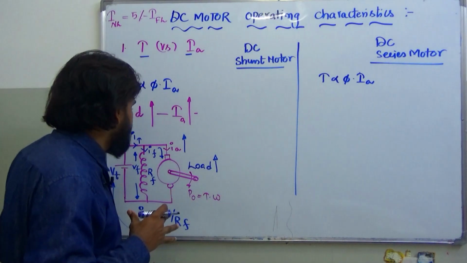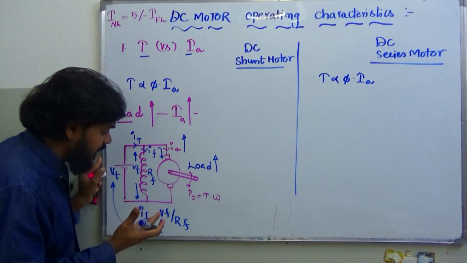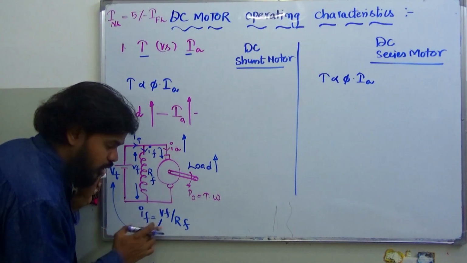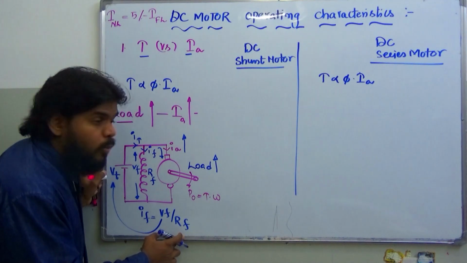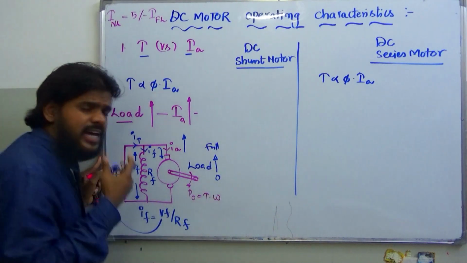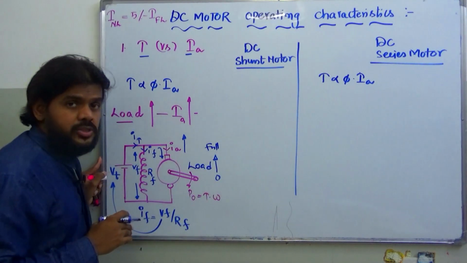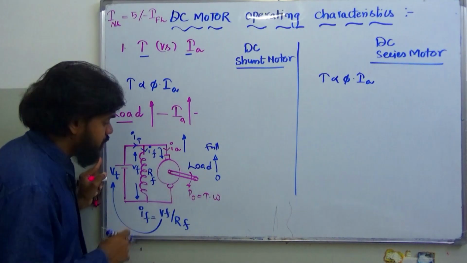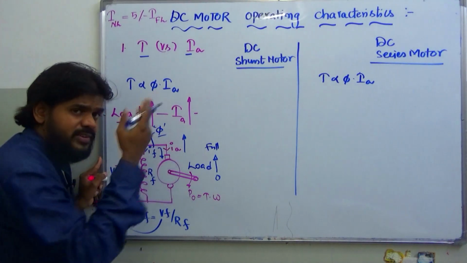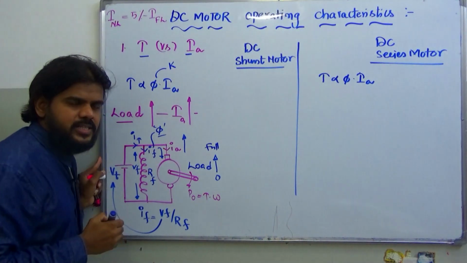What are the implications of this? Because If depends on Vf and Rf, whatever the load may be, whether the load is 0, full or 50%, the field current never changes. I hope you're getting me. When the field current doesn't change, why would the flux change? The flux will also never change. I hope you are understanding me, right? So flux is going to be constant in the case of a DC shunt motor.